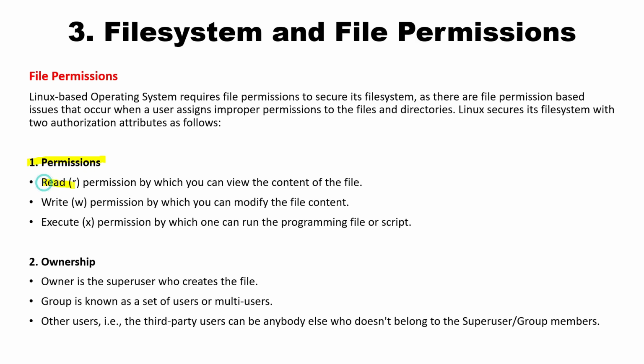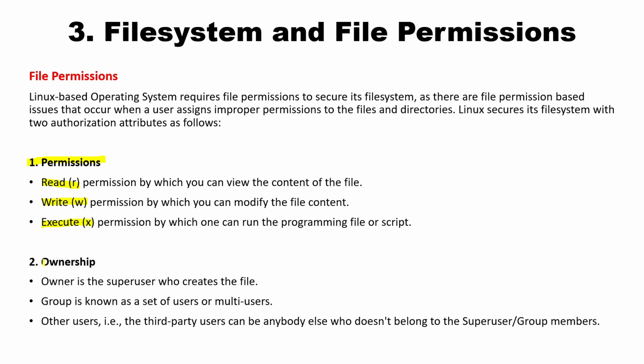It can be read permission, which is denoted by r, by which you can view the content of the file. Then the second permission is write, which is denoted by w, by which you can modify the file content. Then the third one is execute, denoted by x, and this is the permission by which you can run the programming file or the script.